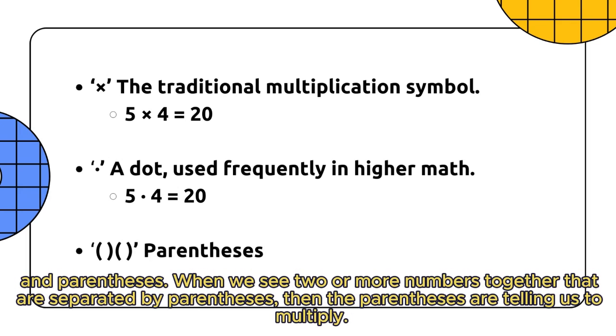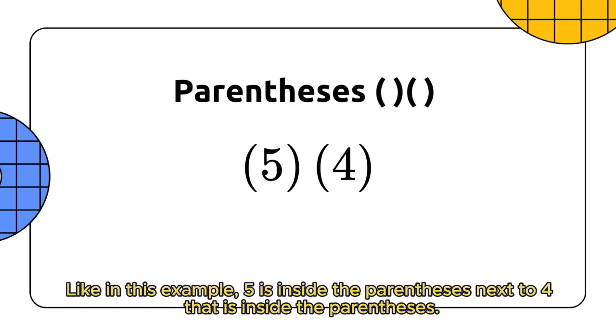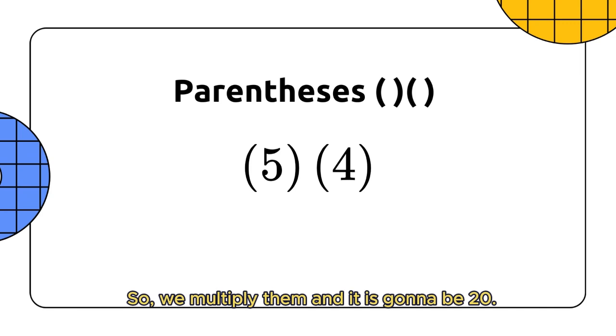When we see 2 or more numbers together that are separated by parentheses, then the parentheses are telling us to multiply. Like in this example, 5 is inside the parentheses next to 4 that is inside the parentheses. So we multiply them and it is going to be 20.